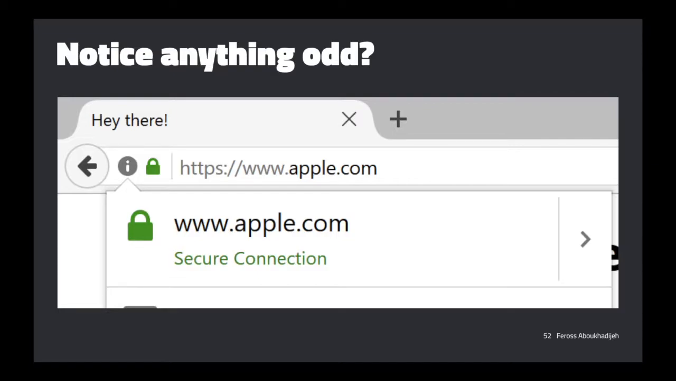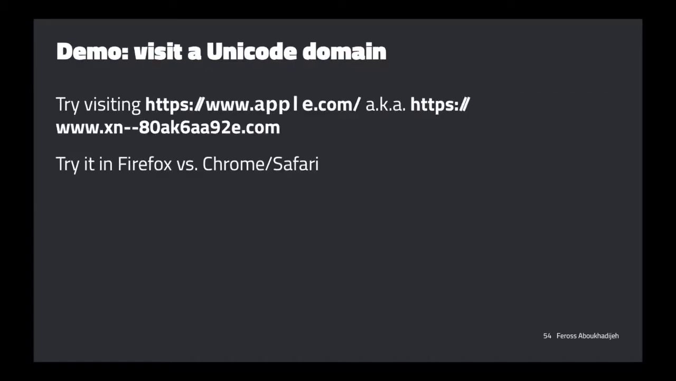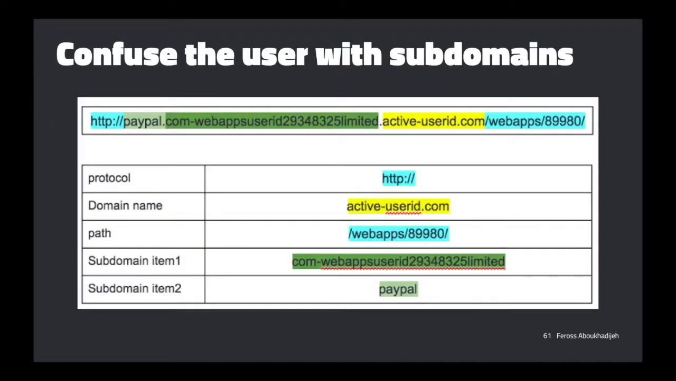Okay, so let's talk about subdomains. Sites can create arbitrarily long subdomains that can be named whatever they want, and those are free to create. They pay for their domain, but then the subdomains are easy to generate. In this case here, we're not actually on PayPal. Obviously, this is a subdomain paypal, which is part of a subdomain called com-webapps blah blah blah, and we're actually on activeuserid.com, right? So when a non-technical user visits this, we want to make sure they know they're not on paypal.com, even though that's the first part of the URL.